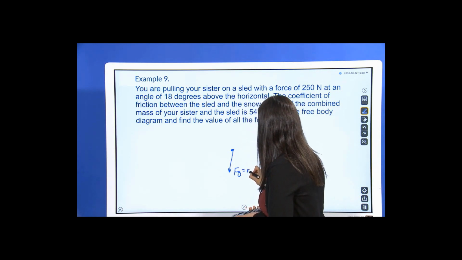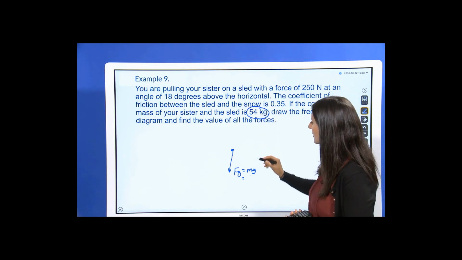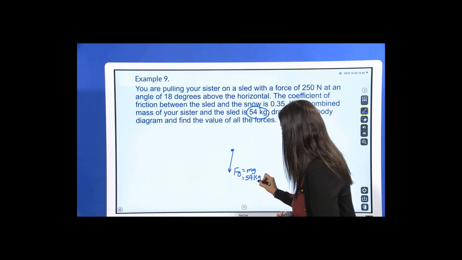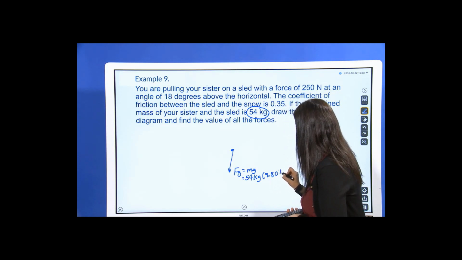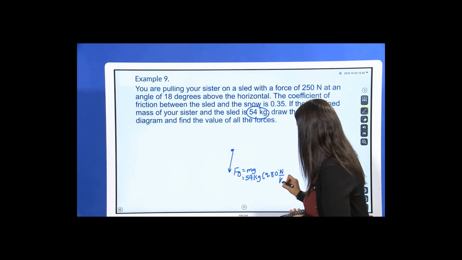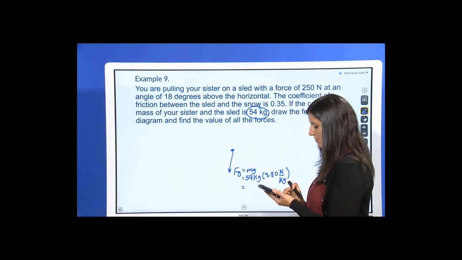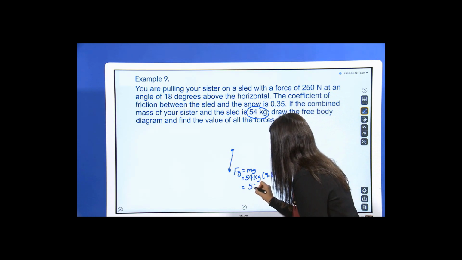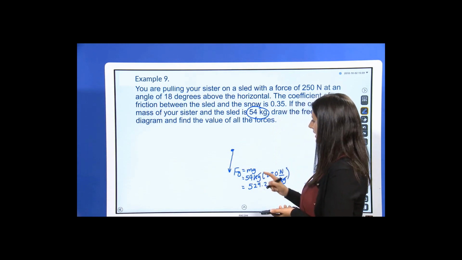Fg equals mg. The mass of my sister and the sled is 54 kilograms, so that's my m. 54 kilograms. My g is 9.80 newtons per kilogram. I'm going to type this up. 54 times 9.80, and I get 529.2 newtons because my kilograms cancel out. So I'm done with my Fg.